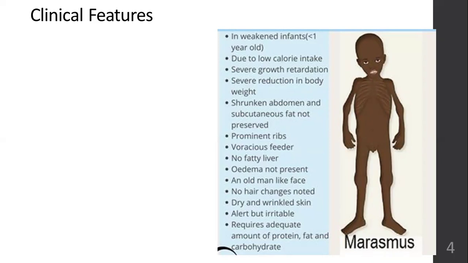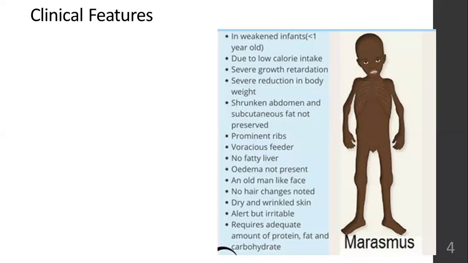Children who suffer from marasmus will face growth retardation. They will not grow as high in their height as they're supposed to for that particular age. Severe reduction in body weight. They will lose a lot of subcutaneous fat and muscle mass, so automatically the body weight reduces. They're very shrunken. The abdomen is very shrunken. Subcutaneous fat is not preserved at all. It is used up by the body. Because of that, the child's ribs and bones are prominently visible.